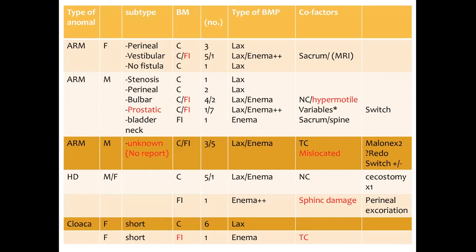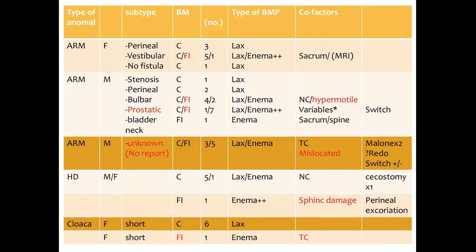She has an abnormal sacrum, which is a hemisacrum, and she is still booked for an MRI to look at the status of her spine. So it's very interesting that she had a low anomaly, which has a good prognosis, but unfortunately, because of the status of her sacrum, she has fecal incontinence and is in the enema group.